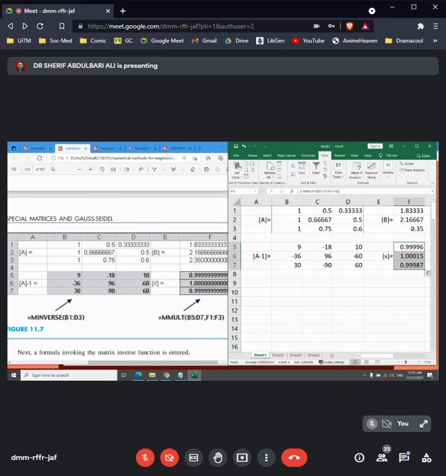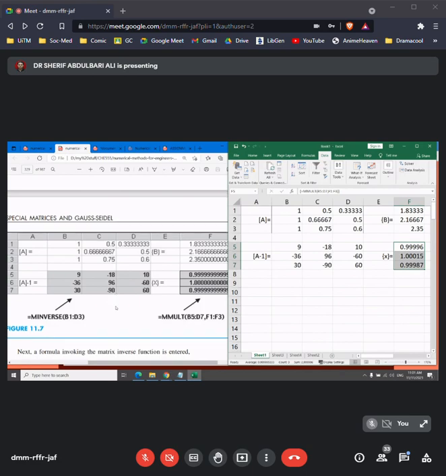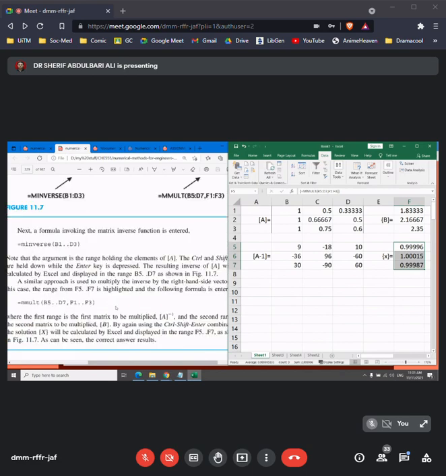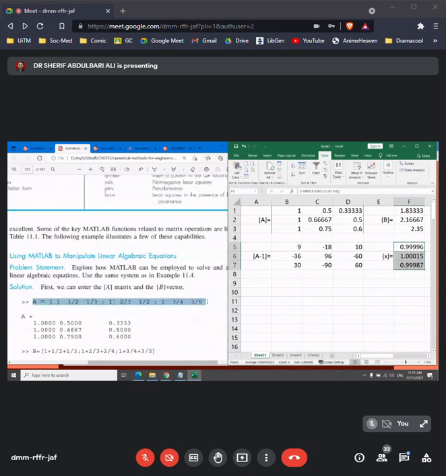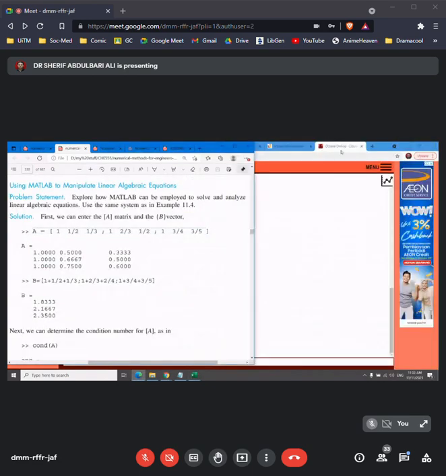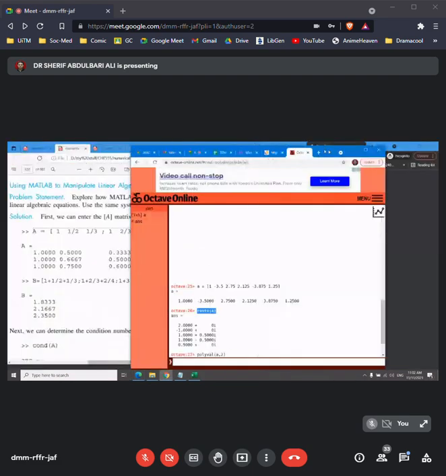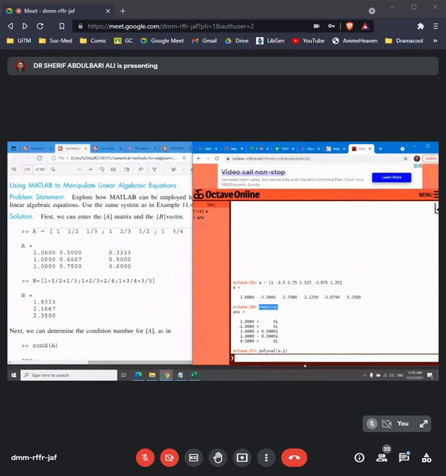Okay, so this is how to solve the linear algebraic equations using Microsoft Excel. How about doing this using Matlab? The commands are also easy. You can see it from here. I need to inverse matrix A, then I need to multiply it with the matrix B. So in Matlab here, let me clear this one first.